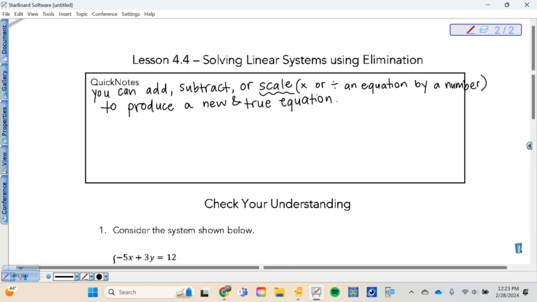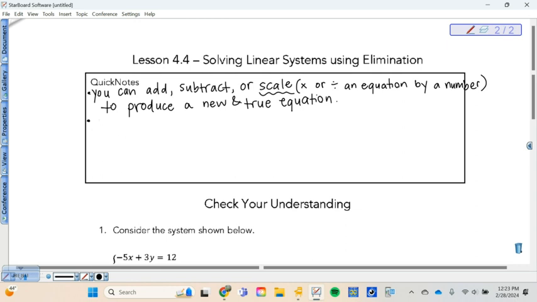And the reason why we want to produce a new equation like that is because we want to find a way to eliminate our variables. I want to be able to add or subtract my equations together to eliminate a variable, because then that lets me solve for the other variable. Because if I have an equation with two variables, I can't solve for both of them at the same time. I have to solve for one and then the other.